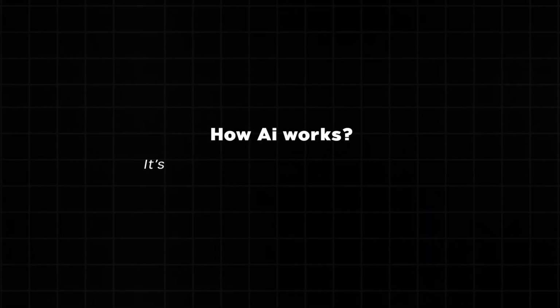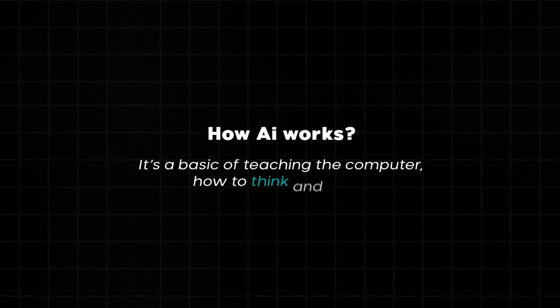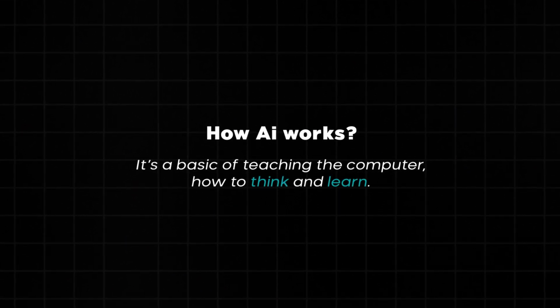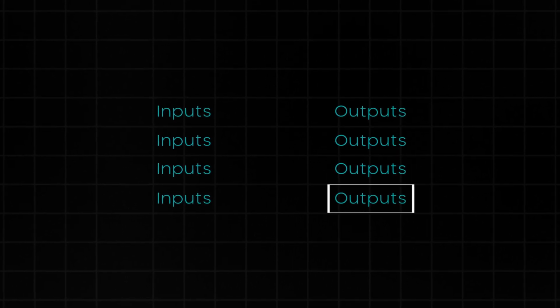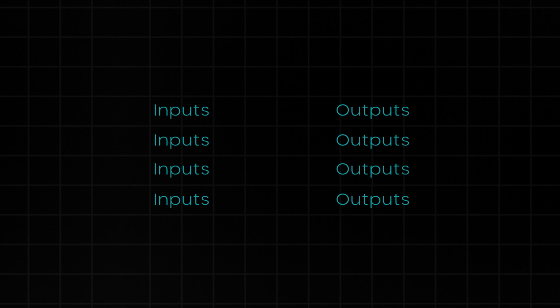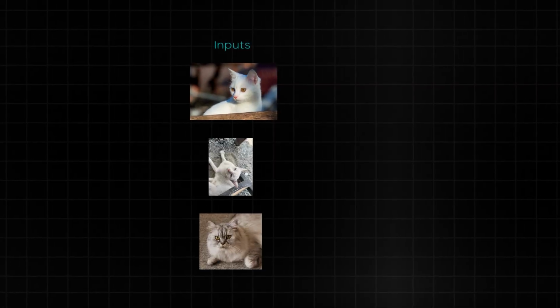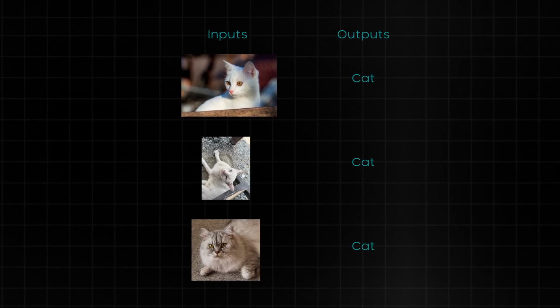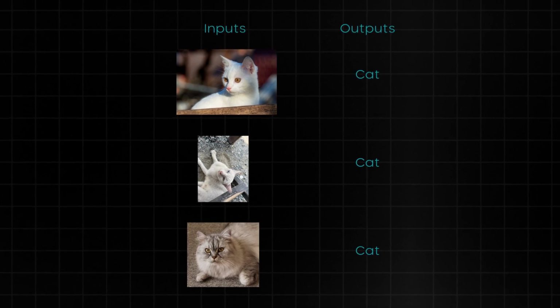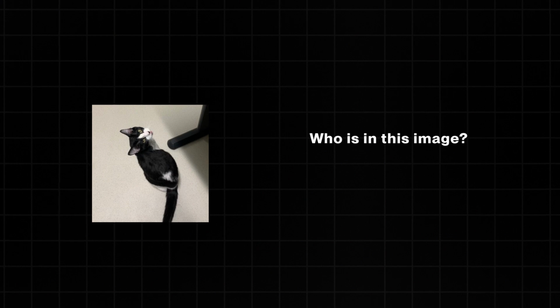So before getting into it, I want to let you know about the basic knowledge of how AI works. It's a basic way of teaching the computer how to think and learn. If you provide a computer with a number of inputs and outputs, it figures out the pattern. For example, we could provide images of cats with different views and label them as cats in the output. We define for the AI who is in this image. This is how it gets trained. And then when we show the image of a cat and ask the AI who is in this image, the AI will know this is a cat and reply with this is a cat.